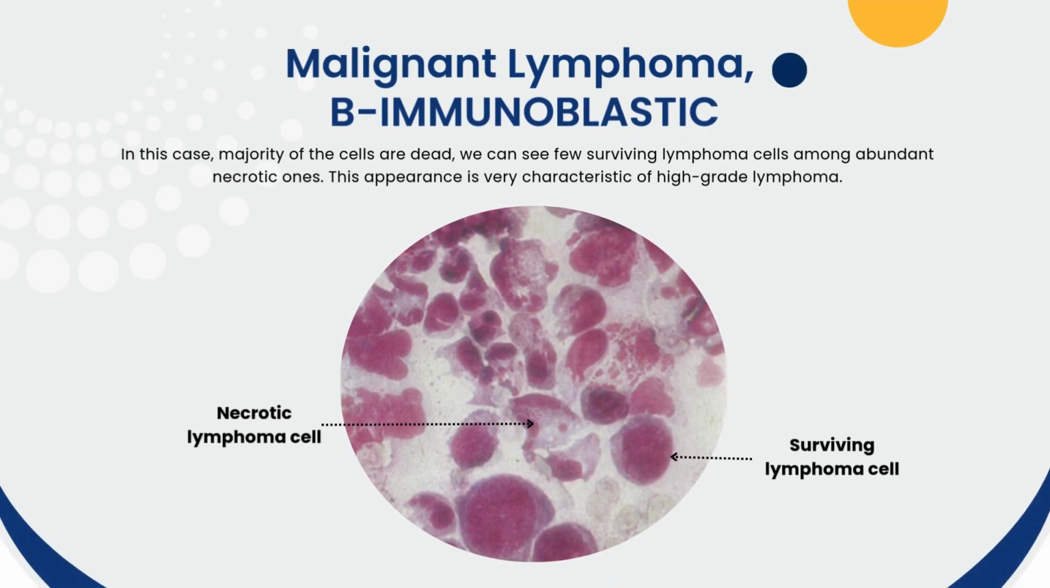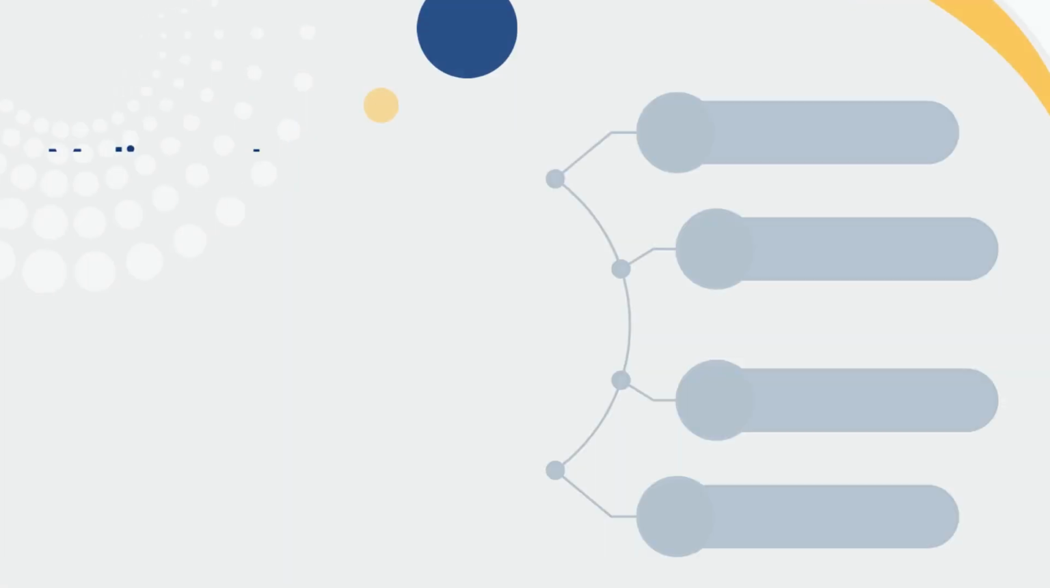In one special case, the majority of the cells are dead. We can see a few surviving lymphoma cells among abundant necrotic ones. This appearance is very characteristic of high-grade lymphoma.